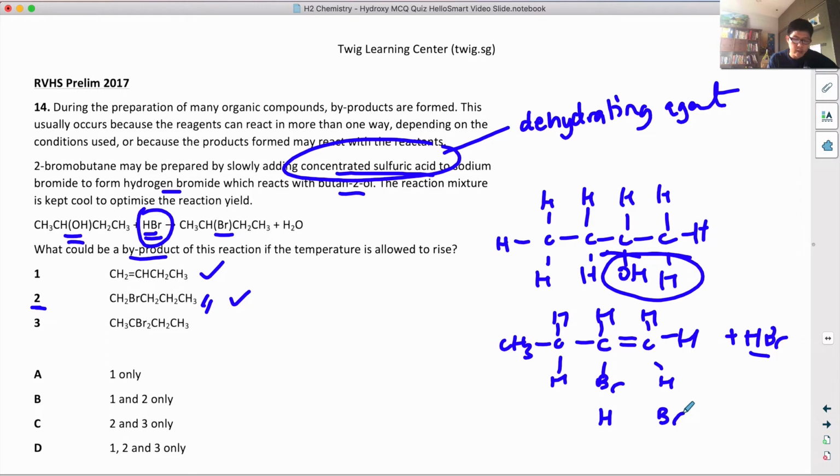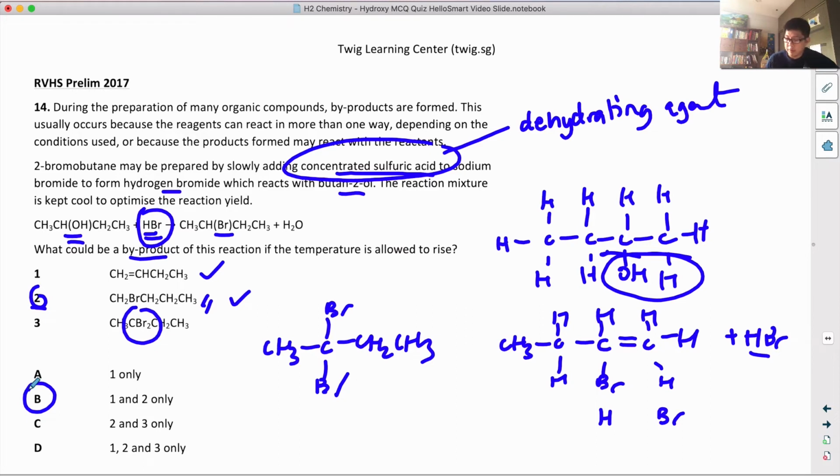The first carbon. So that's where you got 2. Okay, so the last one is kind of strange, but I don't think you can get it because if you look at it carefully, there are 2 Br on the same carbon, which means this will not happen. This will definitely not happen. I don't see it happening in this reaction here. So it's just 1 and 2. Answer is B. This is for question 14.